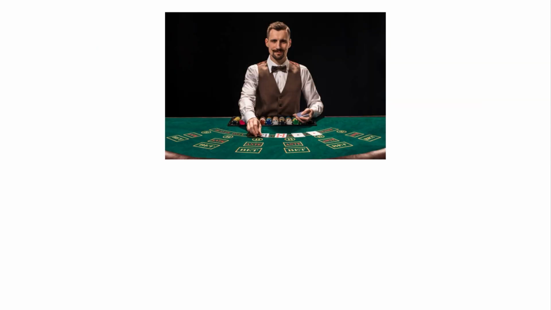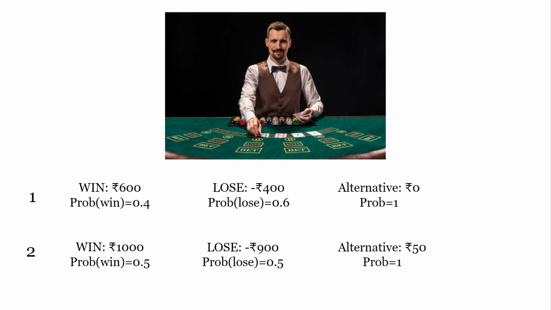Now let's say you and I go to a casino where they have two types of games. In one game you can win 600 with a probability of 0.4 and lose 400 with a probability of 0.6. You can also choose not to play and you win 0 rupees. The probability of you winning 0 rupees if you don't play is 1.